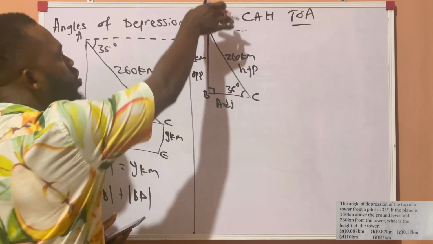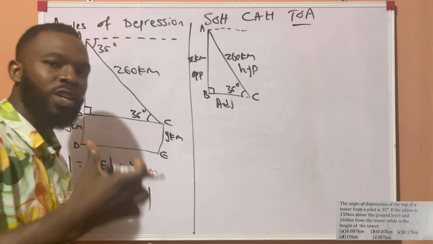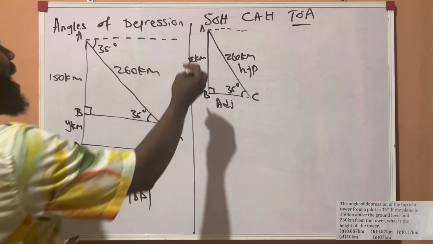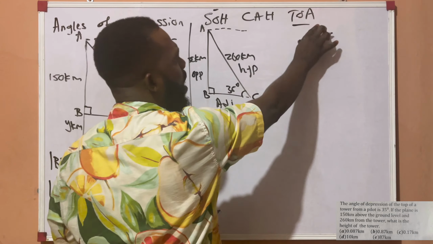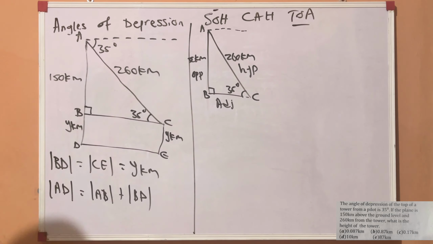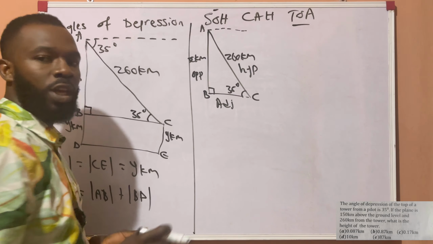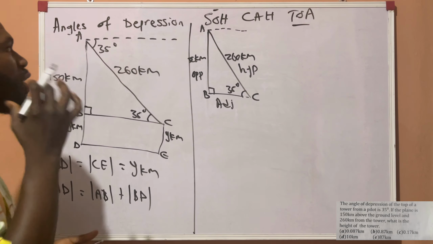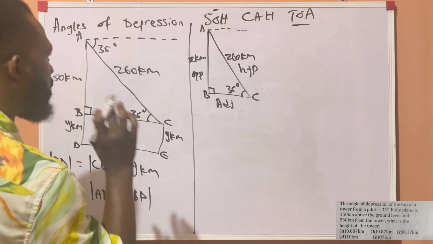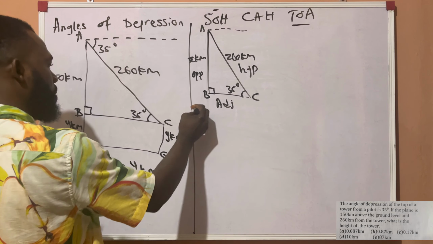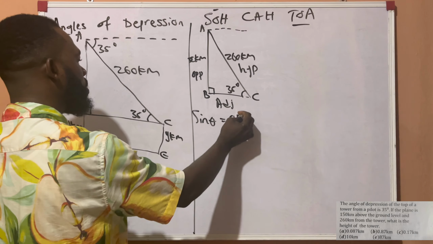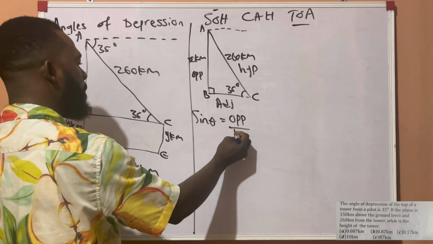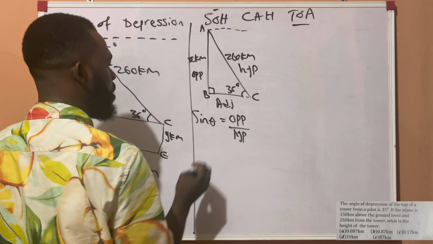So you check SOH CAH TOA for the ratio that does not carry adjacent at all, and that is SOH, because CAH has adjacent and TOA has adjacent. Which simply means sine theta is equal to opposite over hypotenuse, is what we are going to be using to solve the problem. Here, sine theta is equal to O, opposite, over H, hypotenuse. Are you with me? All right.